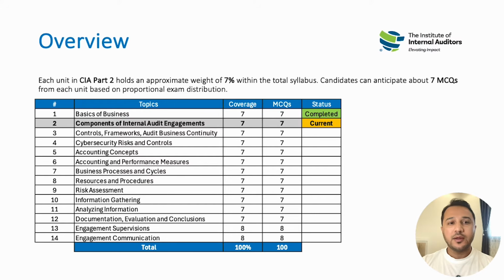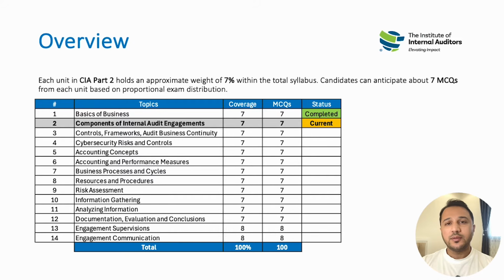And then in today's video, we will be going through the key components of the internal audit engagement as a whole. Moving forward, we will be going through the controls framework, the risk management process, and different business processes in detail, then the internal audit engagement execution part, and lastly the communication part, which is about reporting.